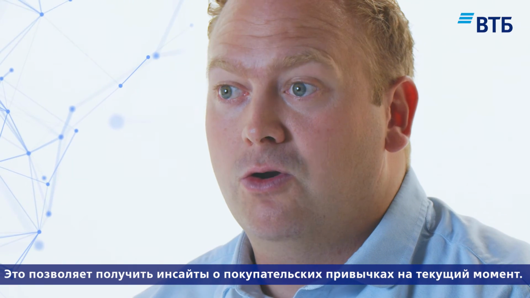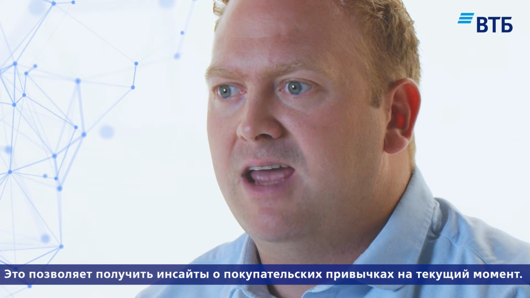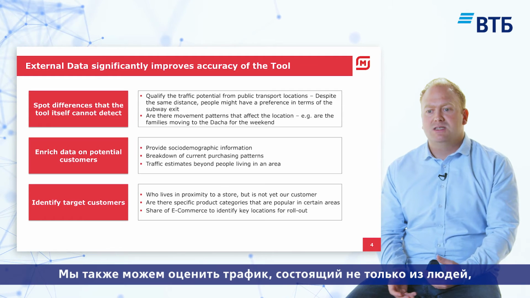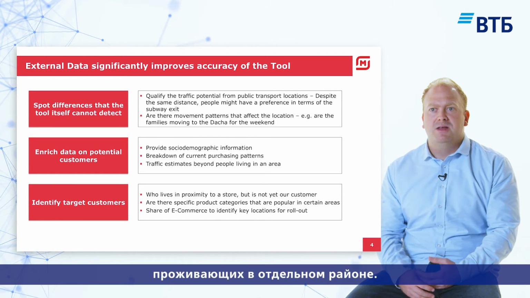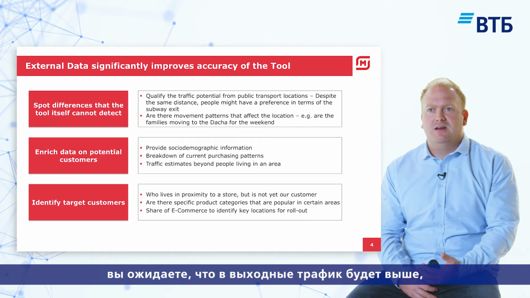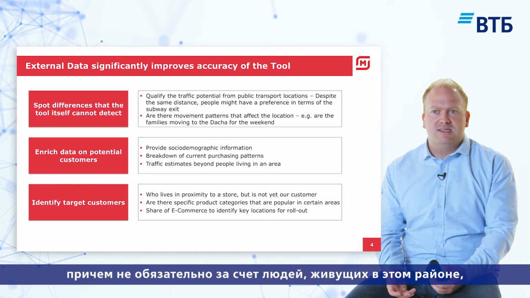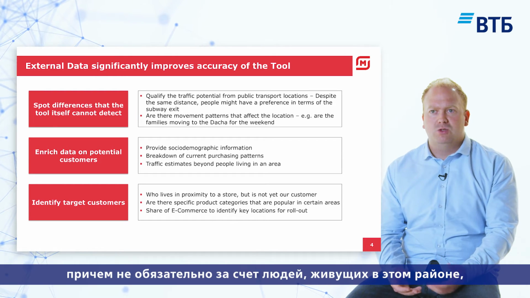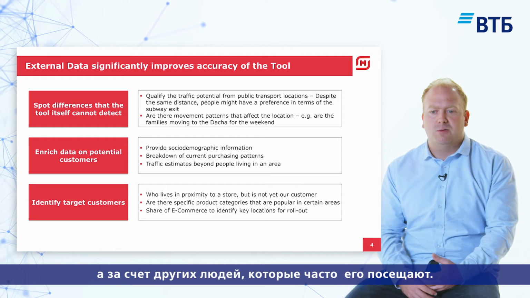Secondly, we need to enrich the data on the customer. Banks or other providers can give us very good information on the socio-demographics. We can get insight on the current purchasing patterns of the people living in an area, and we can get traffic estimates beyond people actually living in this area. So if you open a store close to a park, you expect some traffic to be there on the weekend. That's not necessarily coming from the people that live in an area, but just other people that frequent this area. And that is all used to really identify the ideal retail location.